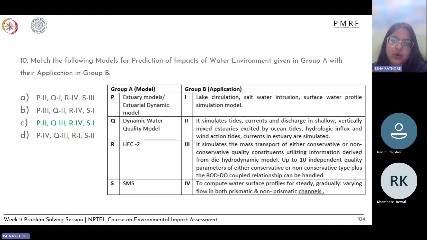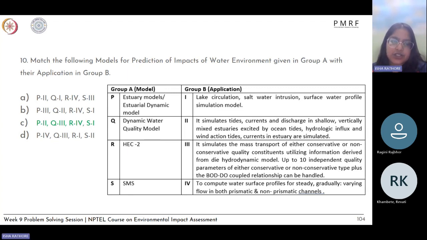Then dynamic water quality model is used to simulate the mass transport of either conservative or non-conservative quality constituents, utilizing the information derived from the hydrodynamic model. And you can model up to 10 independent quality parameters of either conservative or non-conservative type, plus the BOD or DO coupled relationship can be handled. So Q matches with 3.